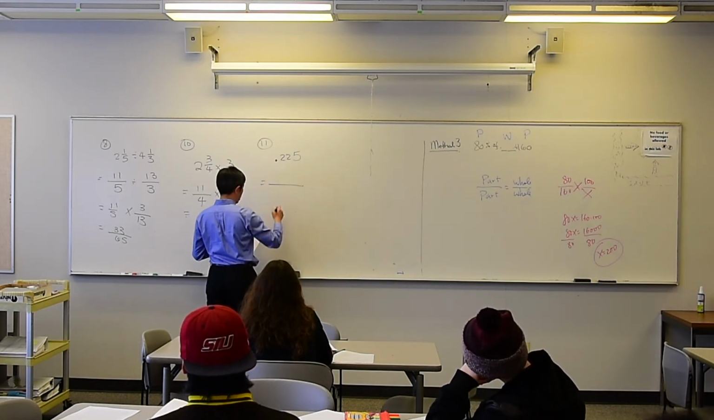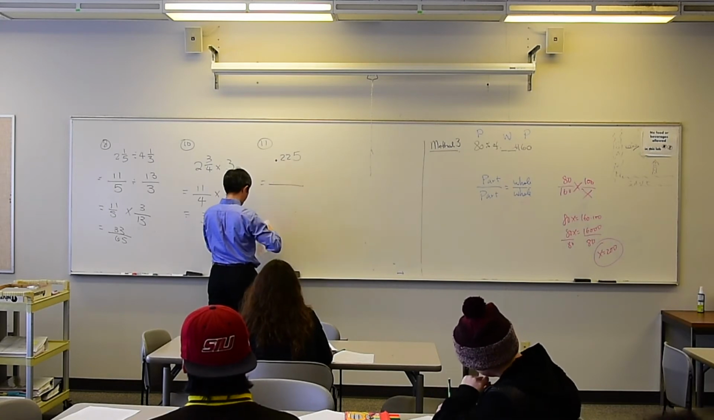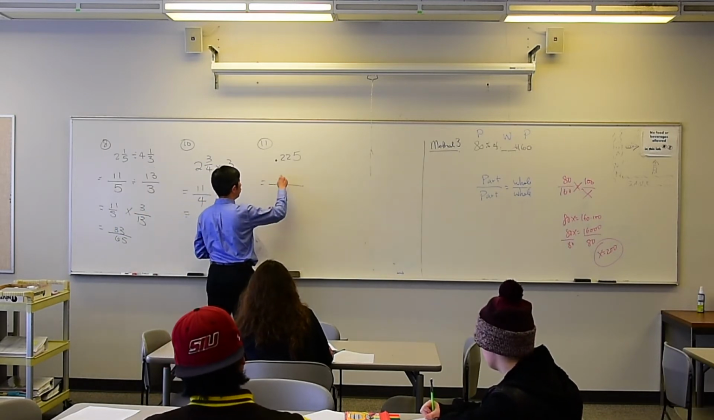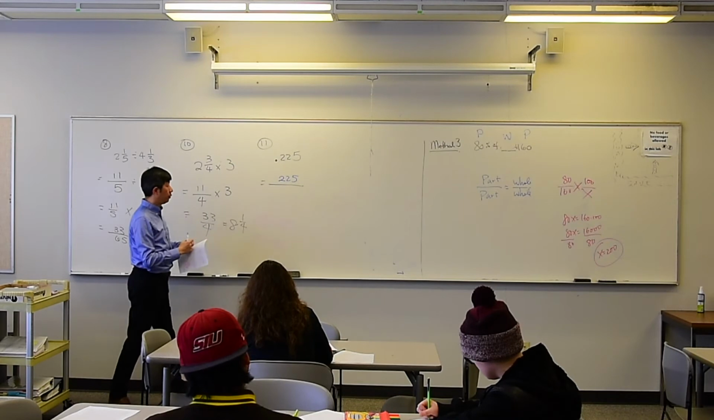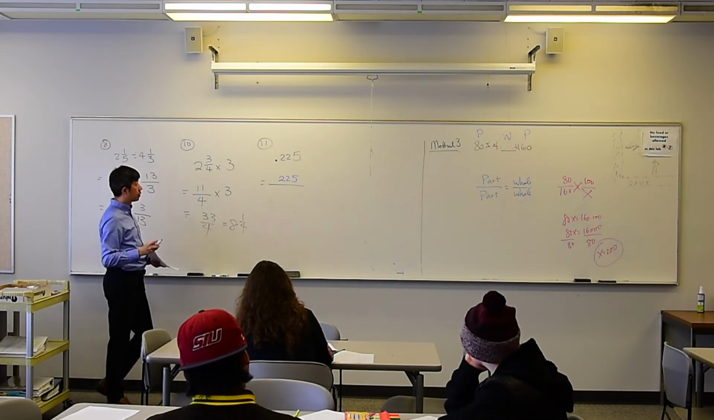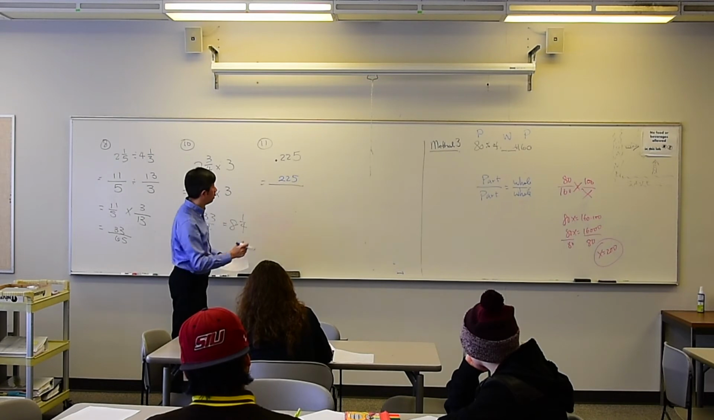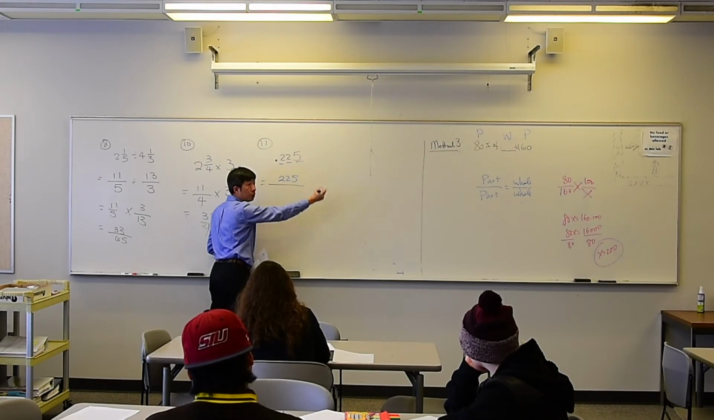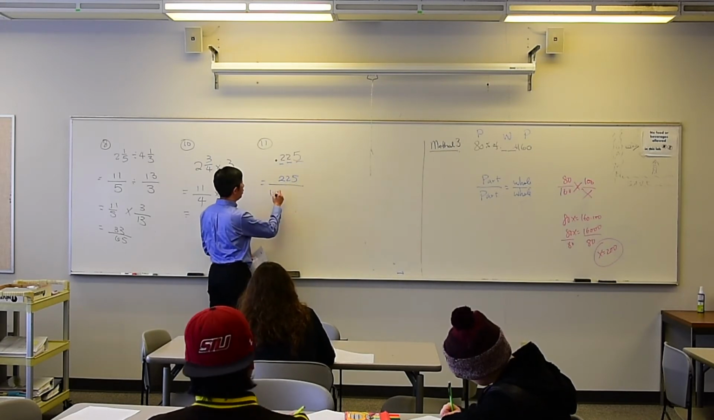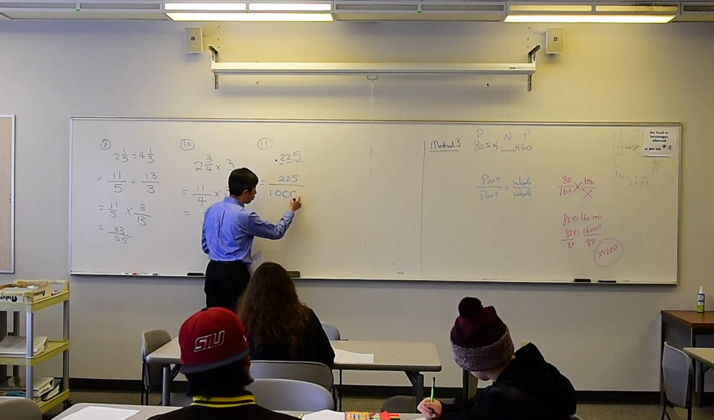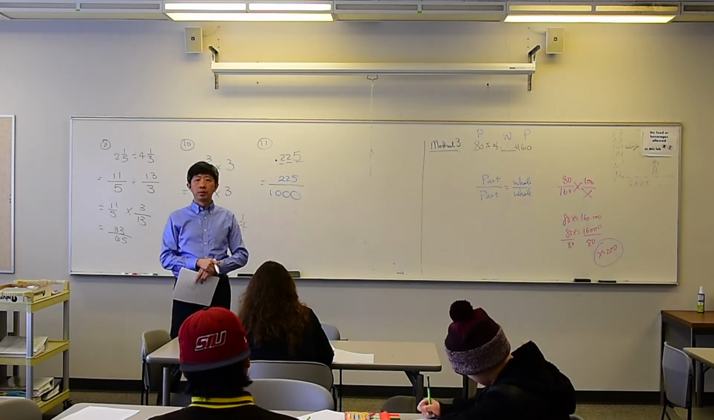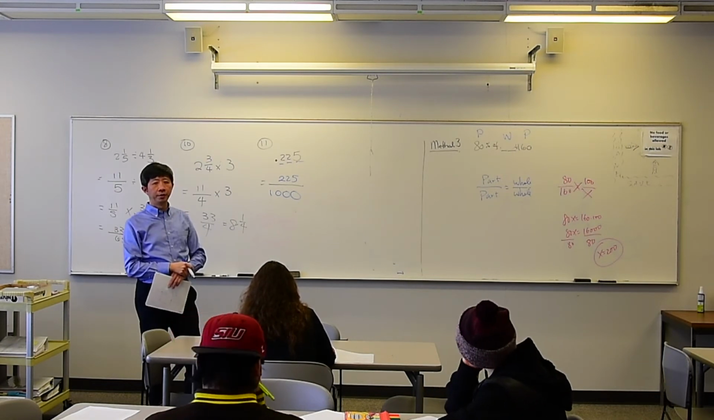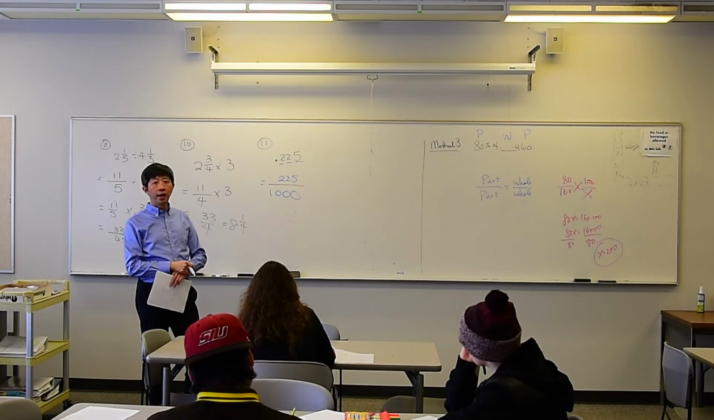Now 0.225, so I'm gonna write it down. 225 first, okay? Write it down, 225 first. And what's next? We count how many digits, okay? Place value. 1, 0, 2, 0, 3, 0, right? This is also a testing of your understanding of place value. So 225 all over 1,000.